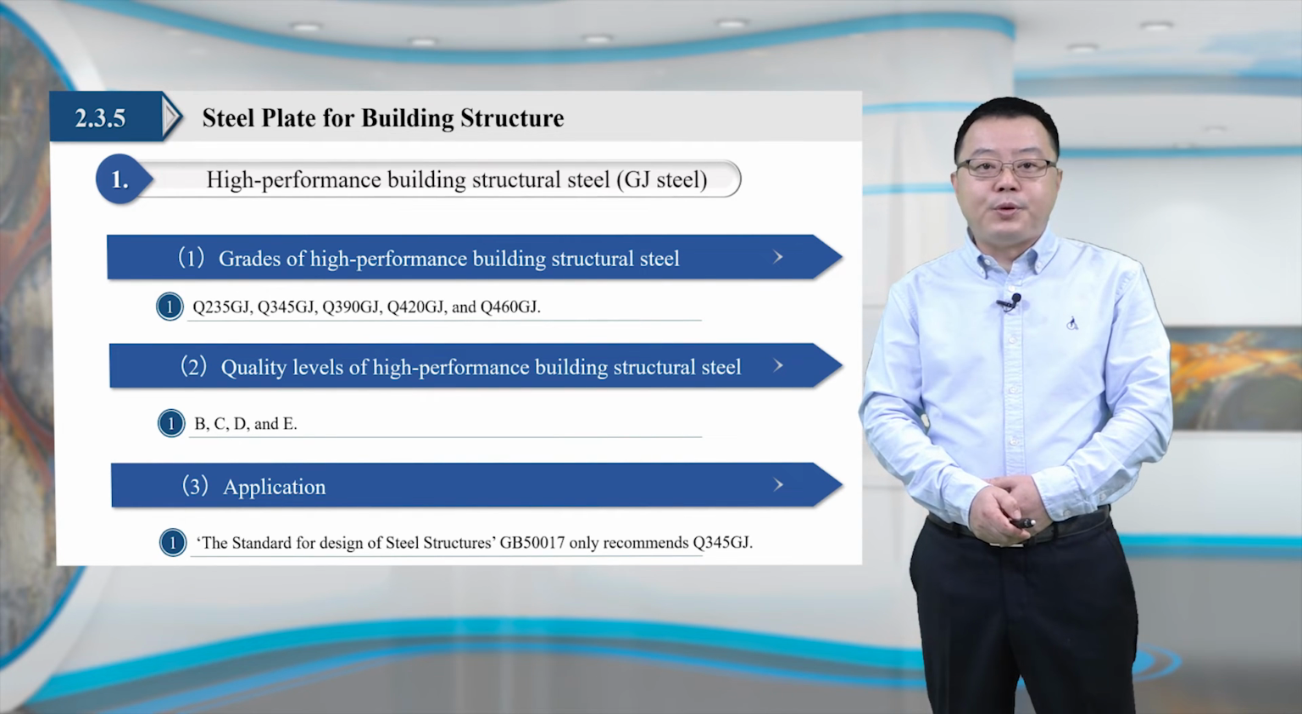For a high-rise building structure, there is a unique steel plate named high-performance building structure steel. Its code is capital GZ. There are 5 grades and 4 quality levels of GZ steel. However, Chinese design standard GB 517 only recommends Q345GJ.